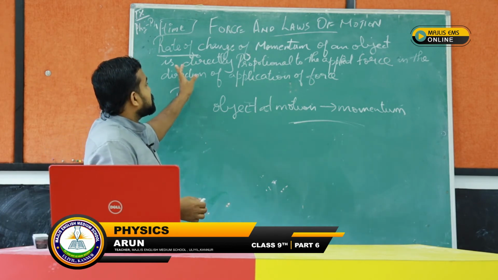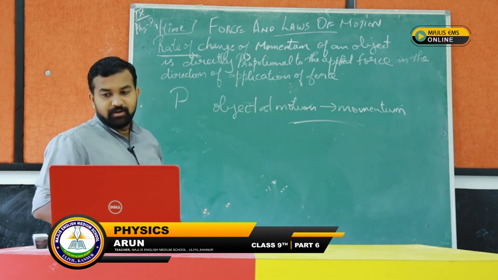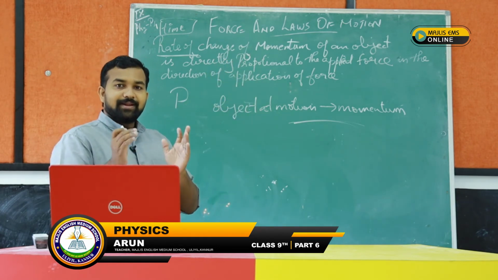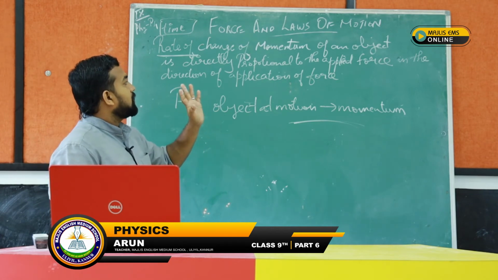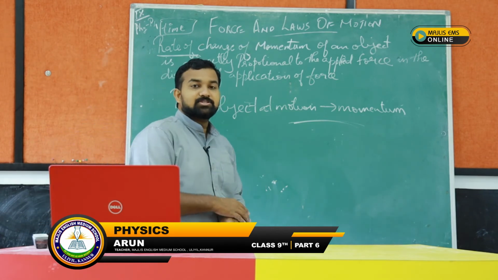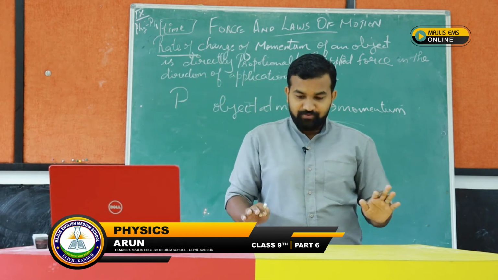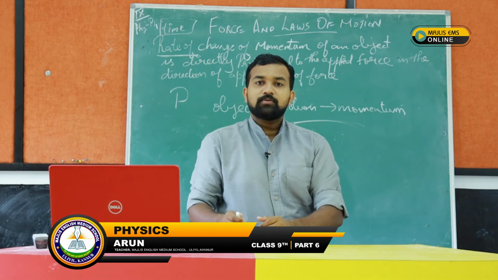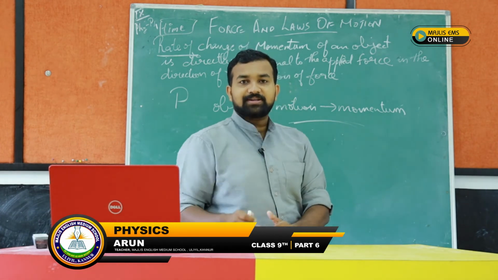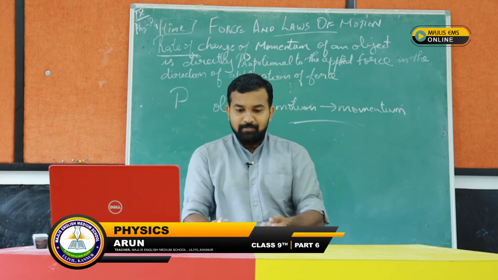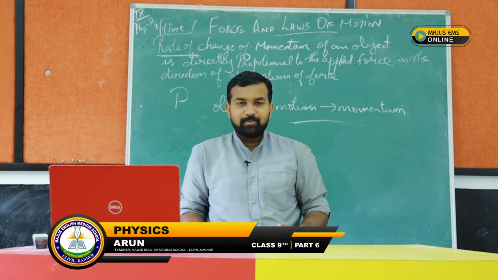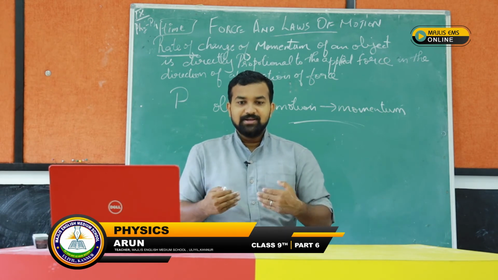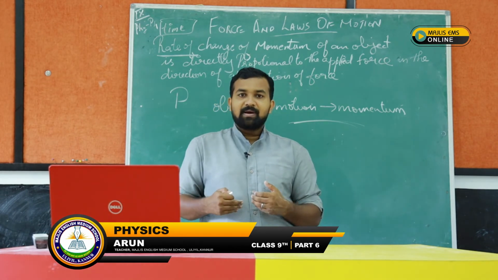That means rate of change of momentum of an object is directly proportional to the applied force in the direction of application of force. That means if I am pushing this table forward, I am applying force on this table forward, so the momentum will change in the forward direction itself. If I am pulling this table backwards towards me, then I am applying force in the backward direction, then the momentum will change in the backward direction.